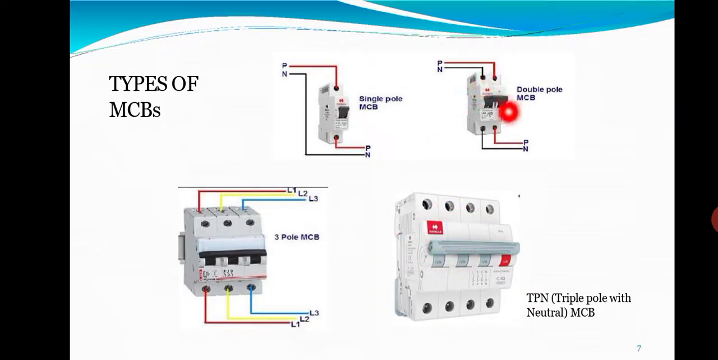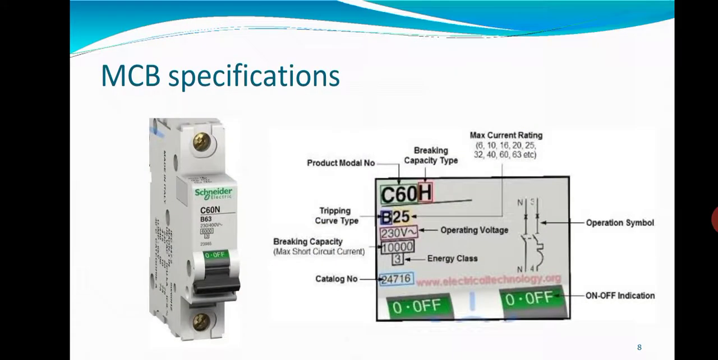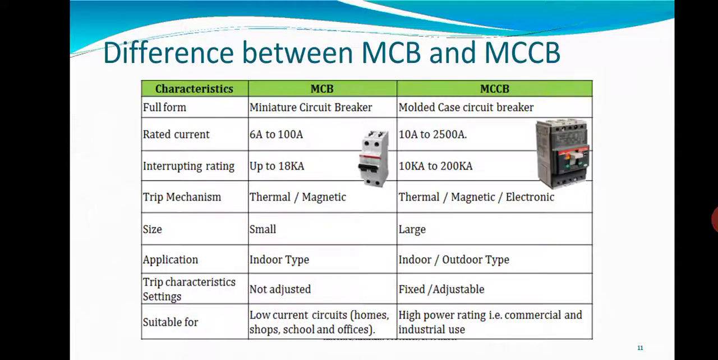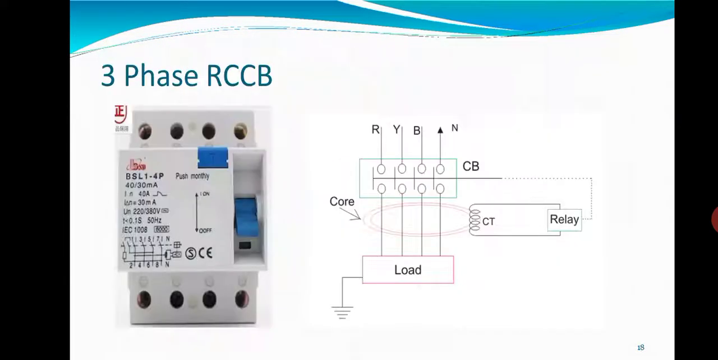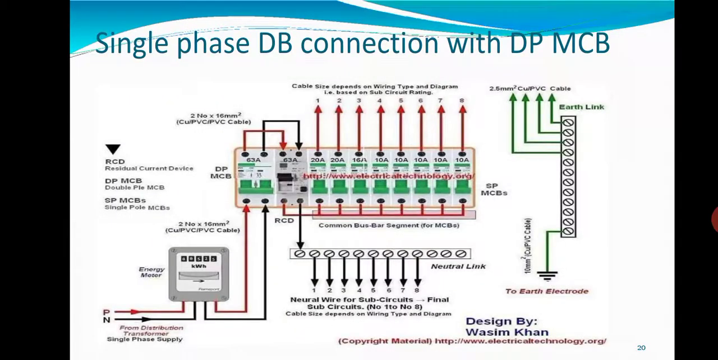The triple pole and neutral MCB is used for 3-phase 4-wire connection. The single pole is used for single phase and neutral, and the 3-pole MCB is used in motors where a 3-phase connection is required. The single phase one is normally used in your homes. You can check your distribution board and find the single phase MCB. I will just show you where this is connected, see here. This is that MCB.